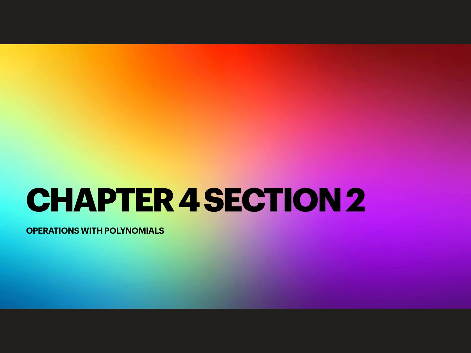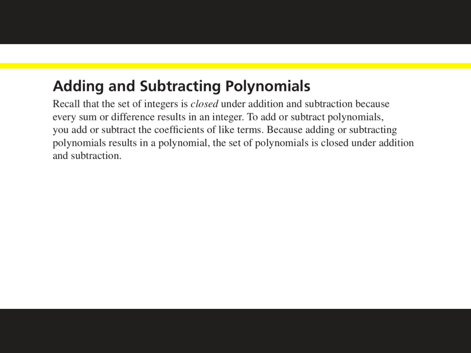Chapter 4, Section 2, we're going to learn about operations with polynomials. So we're going to be adding and subtracting polynomials. We've seen this before. We have added and subtracted polynomials before. In order to add or subtract, they have to be like terms. So they have to be like terms in order to add or subtract.